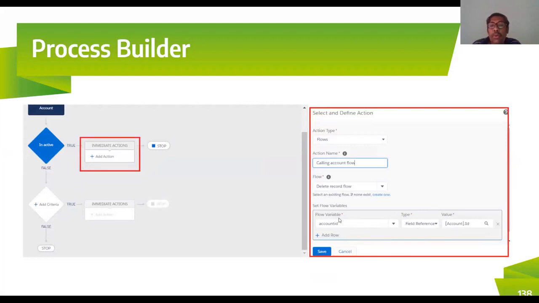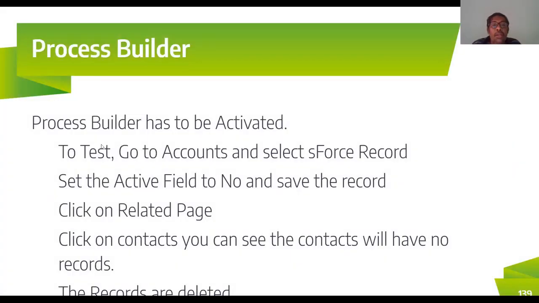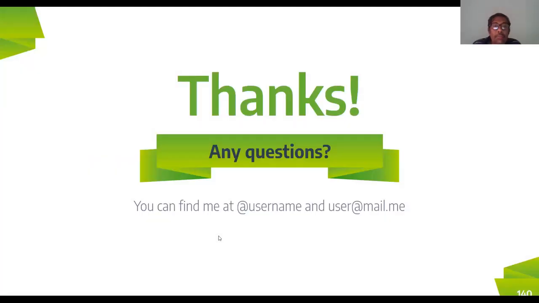Then you're giving this flow variable, and then click on save. After saving it, now process builder has to be activated. Just go to account, select the exposed record, and go to accounts. I have to select the exposed record, set the active field to no, and save the record, and click on the related page. Click on the contact. You can see that contact will have no records. The records got deleted. Got it?